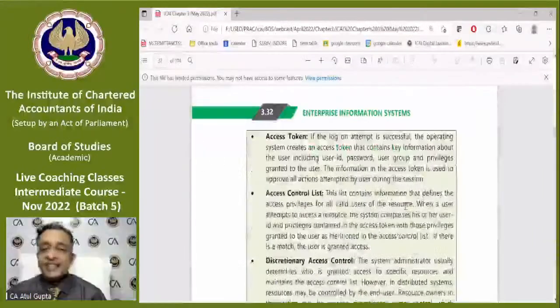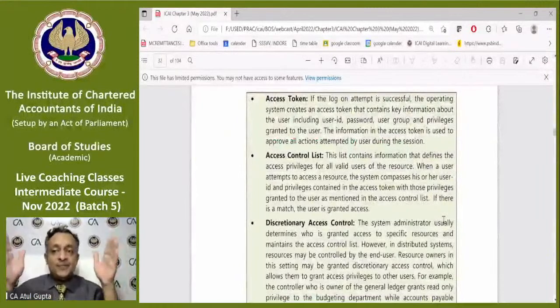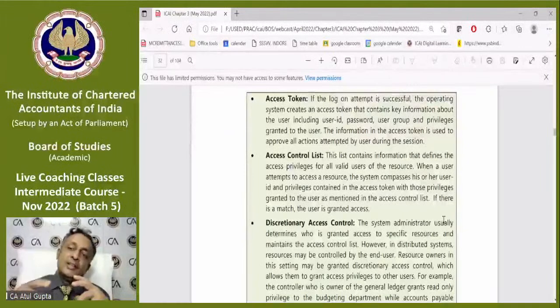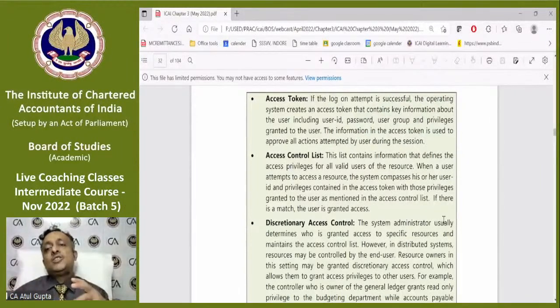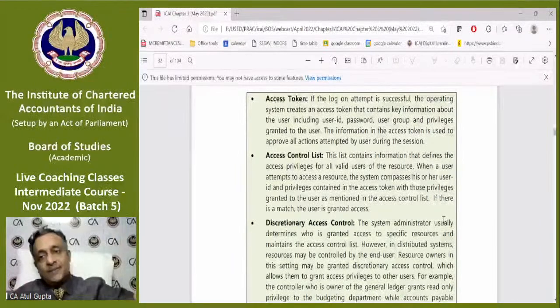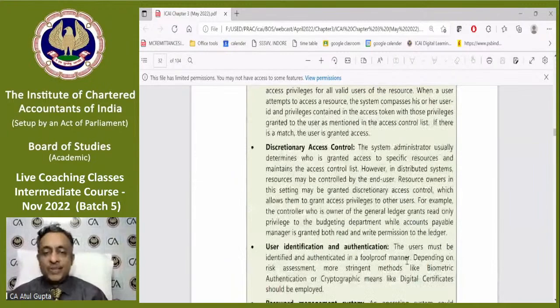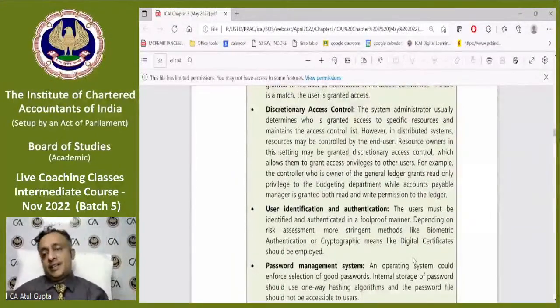In fact, I have seen people access token, access control list. Very, very, very important. Remember them. If a login attempt is successful, the operating system creates an access token. What does this mean? A person who is accessing the system, what action he or she is going to take is listed on that. So you carry the token, so whatever resources you access, it is marked on the token. Access control list is basically do's and don'ts, what you can do, what you cannot do. Then discretionary access control, very important.